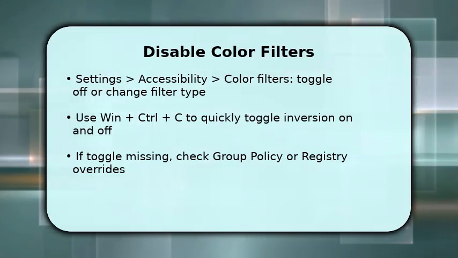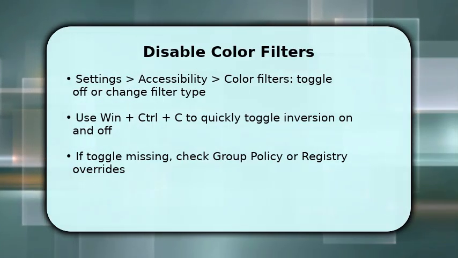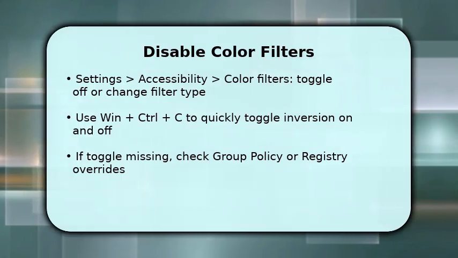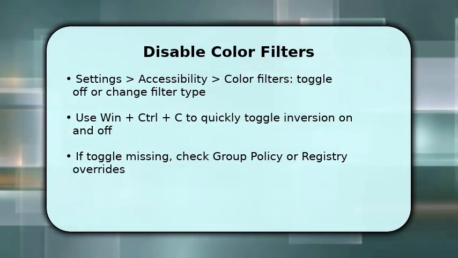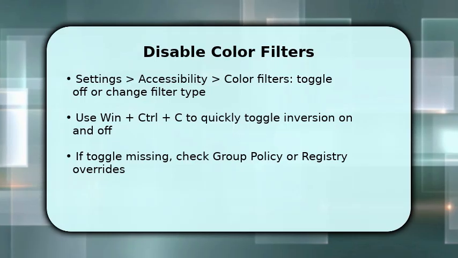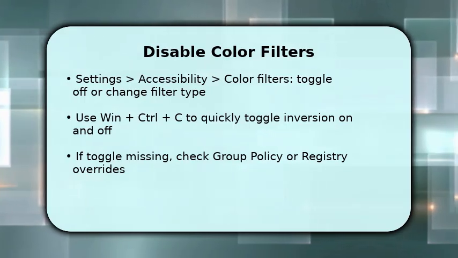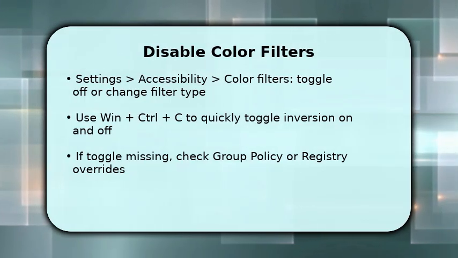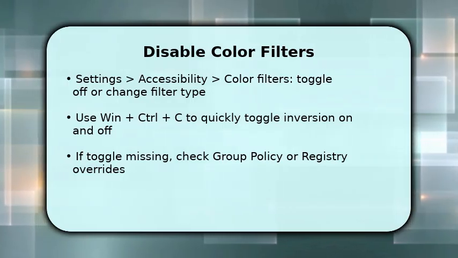If inversion remains, switch filter types to see immediate differences and identify which setting caused inversion. Use the keyboard shortcut Win plus Control plus C to quickly toggle the effect and confirm it's controlling the issue. If you don't see the option, make sure Group Policy or a registry key isn't enforcing a filter.